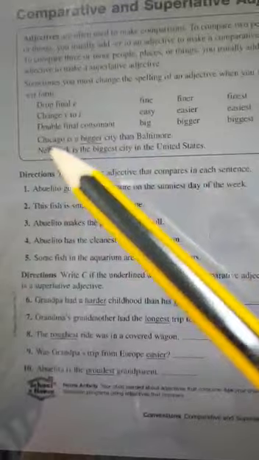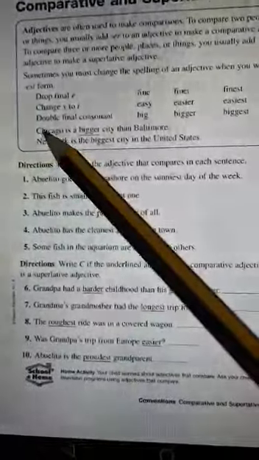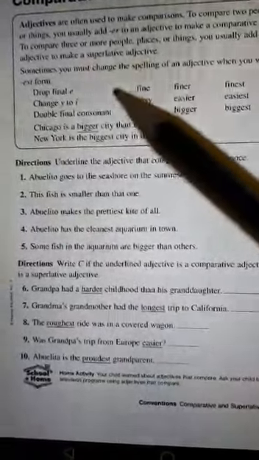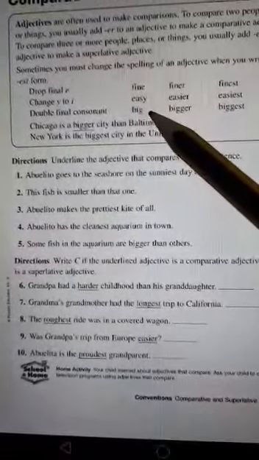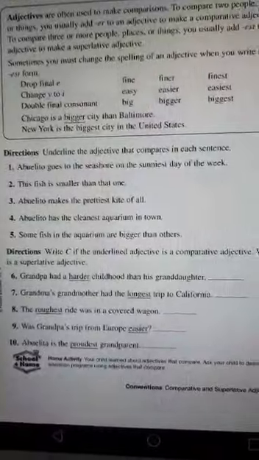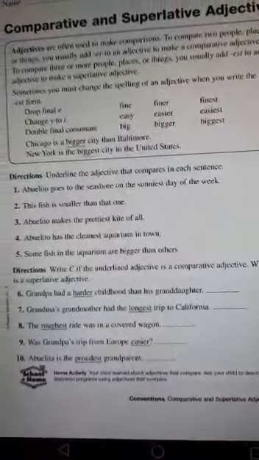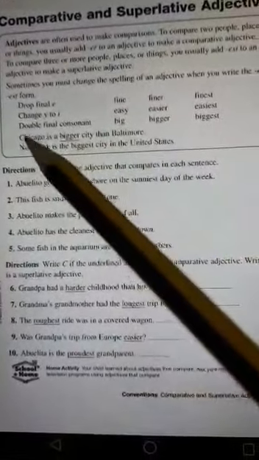Here we have Chicago. What's Chicago? It's a city in America. And where is the other place? Yes, Baltimore. Baltimore is also another city. So here we are comparing two places, like the grammar definition said here. So this is comparative, comparing two places.